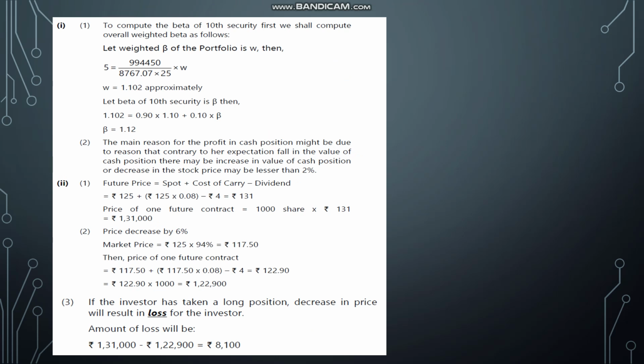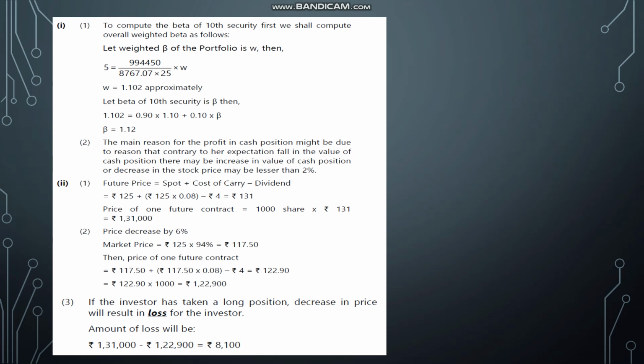Next is the main reason for the profit in the cash position. Because of our expectation of the fall in the cash position, there will be an increase or decrease in the value of the cash position, and there will be a volatility of 2%. So this is with regard to the first subdivision.